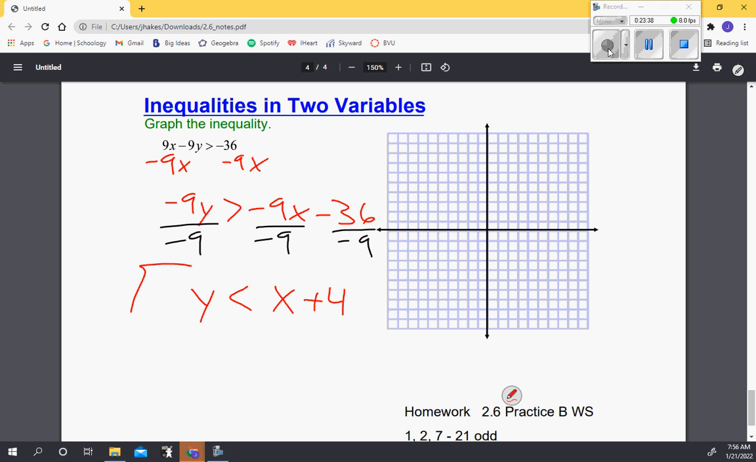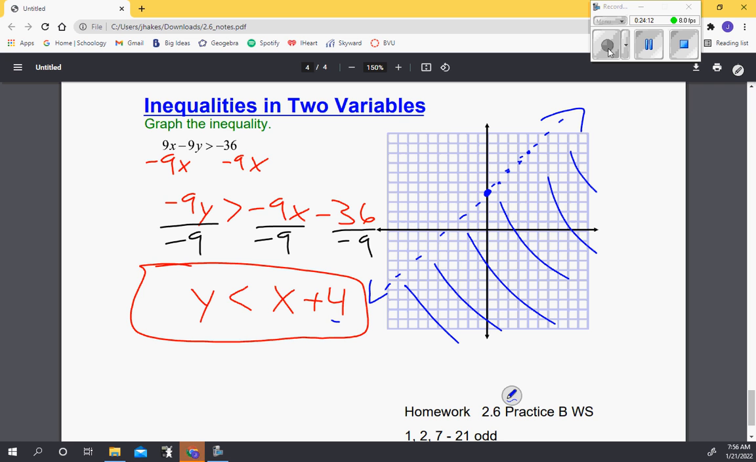So here is my inequality. We have to graph that. Start with your b. It's at 4. So put a point at positive 4. And our slope is 1. So up 1 over 1, up 1 over 1, up 1 over 1. Dash line or solid line? A dash line. And then which way are we going to shade? If y is less than that, we're going to shade above or below. We're going to shade below.